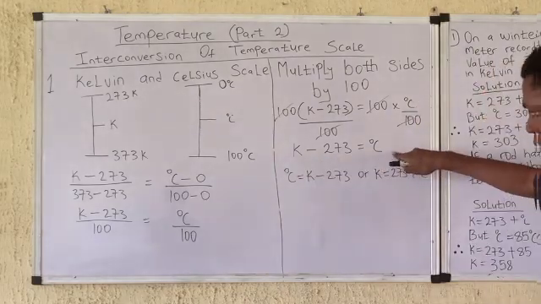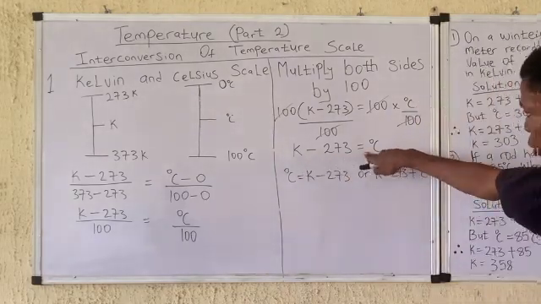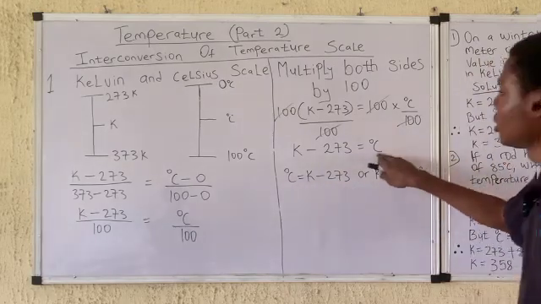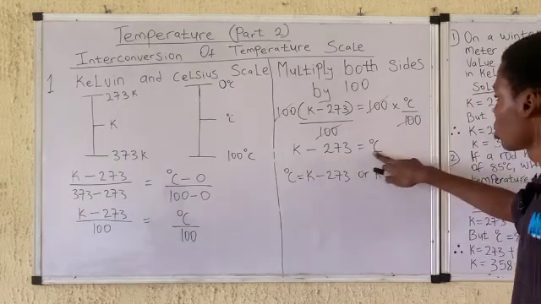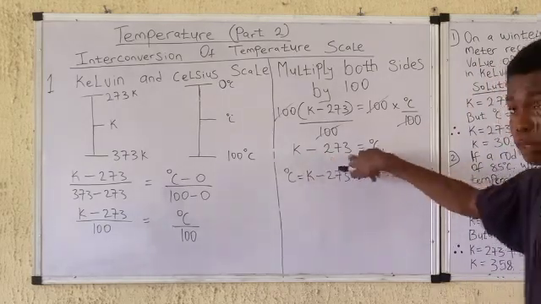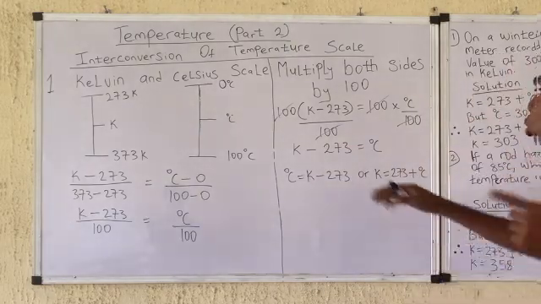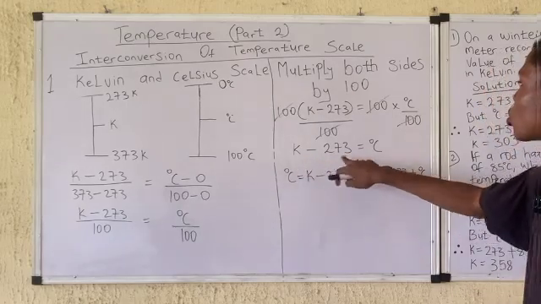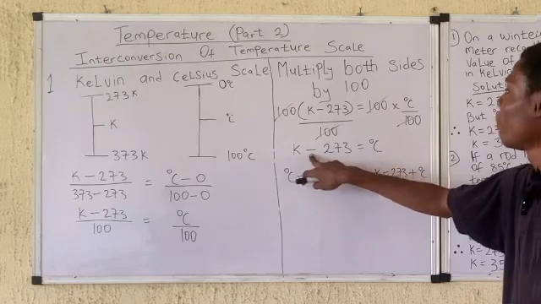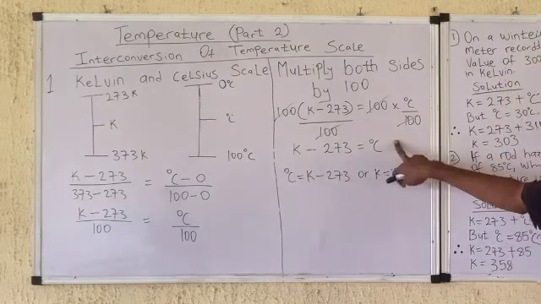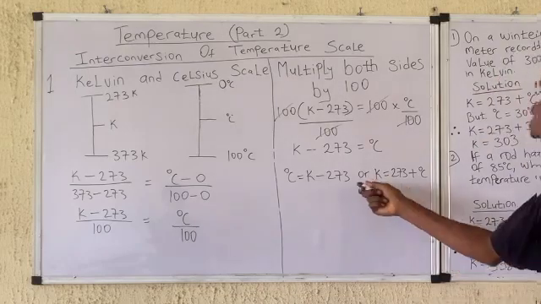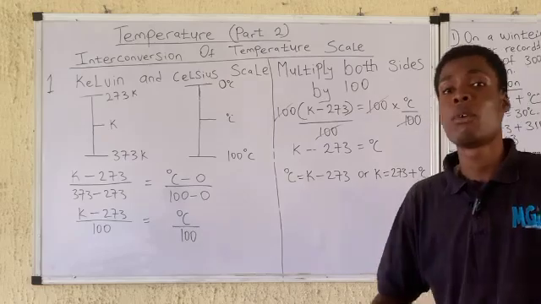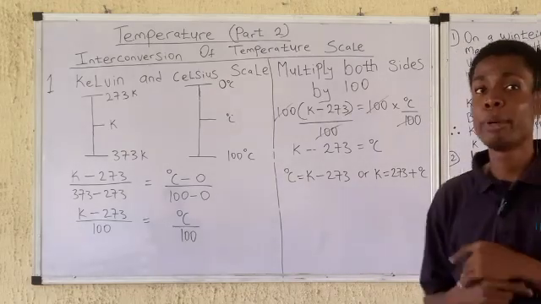To get the formula for Celsius, we have degrees Celsius equal to Kelvin minus 273. We can also get the formula for Kelvin from here, which is Kelvin equal to 273 plus degrees Celsius, because when the minus 273 moves to this side, it becomes plus. So this is how to derive the formula for the interconversion of the Kelvin and Celsius scales.